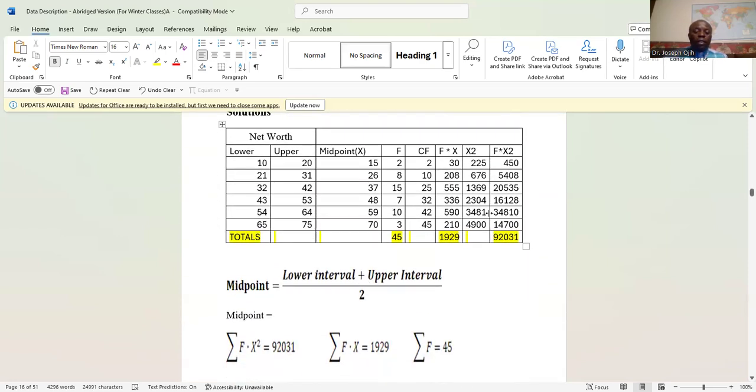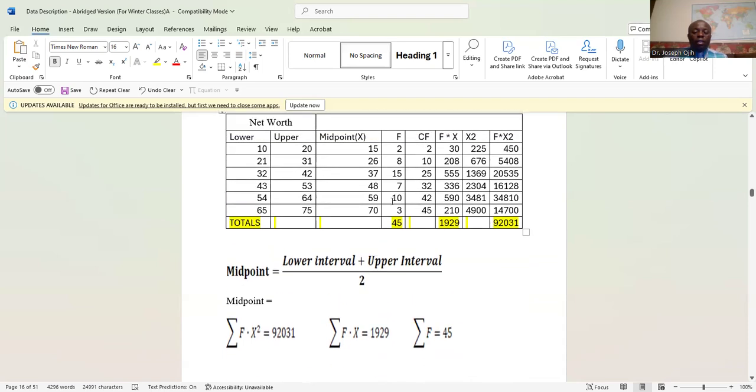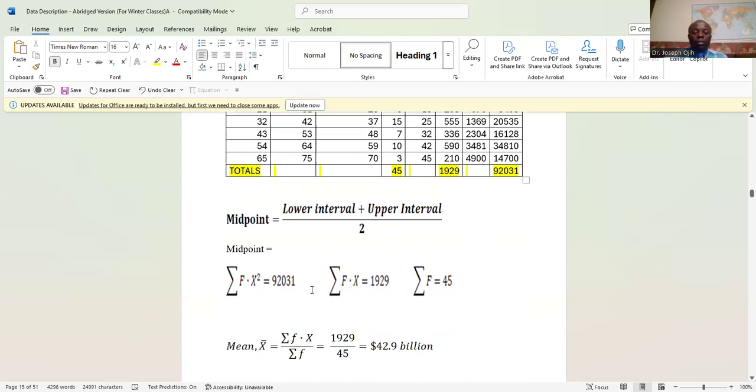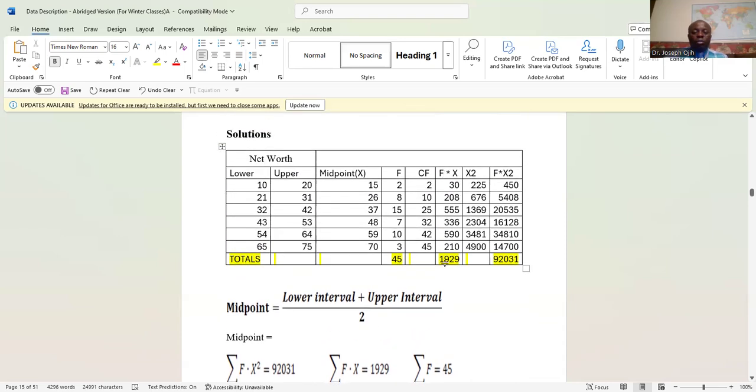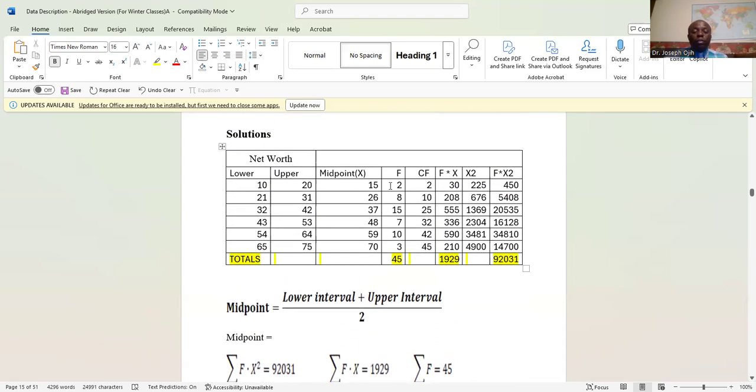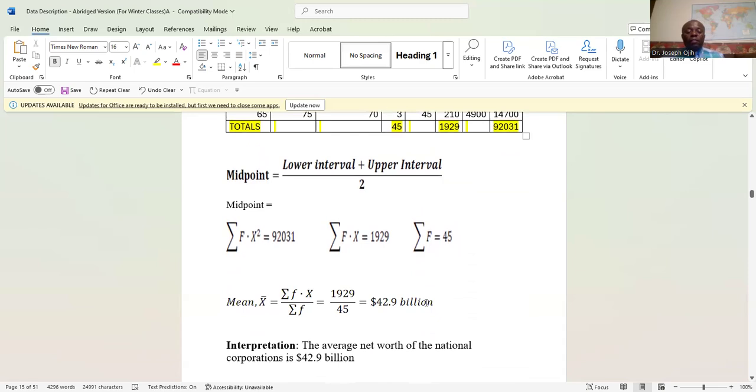Now, to find the variance, we need the sum of f times x squared, the sum of f times x, and the sum of f. Our sum of f times x squared is 92031. The sum of f times x is 1929. Then the sum of the frequencies is 45. So let's get the variance. I'm going to write the numbers down and then take you to the other workbook so that we can calculate the variance.